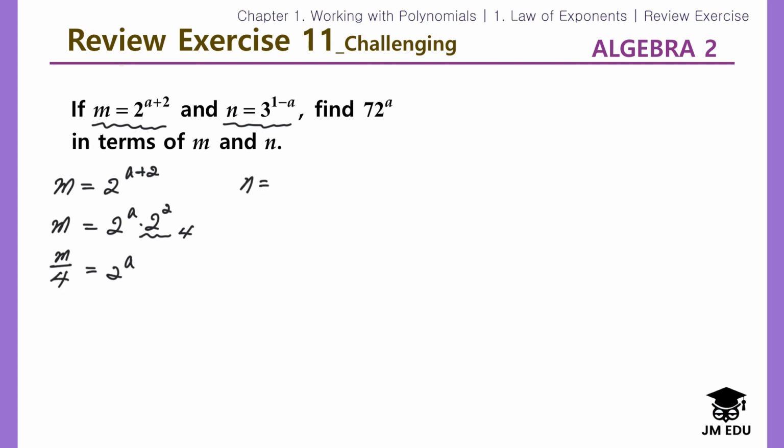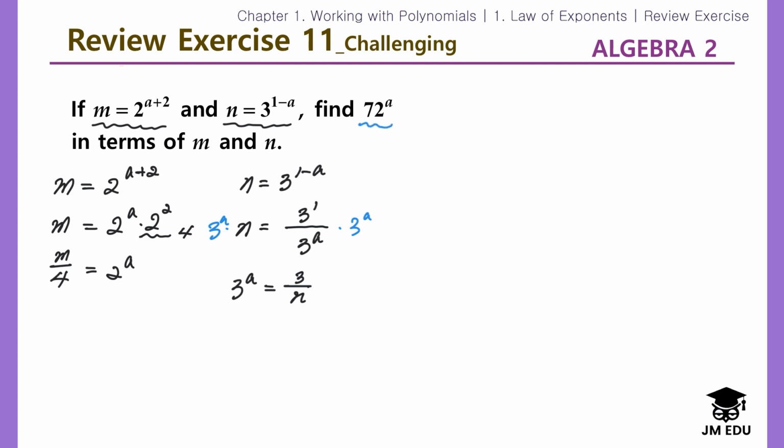And we also have n is equal to 3 to the 1 minus a. So n is equal to 3 to the power of 1 over 3 to the power of a, right? If it's a division, we subtract exponents. So 3 to the a is equal to 3 over n, right? I multiplied by 3 to the a each side and divided by n, okay? So 3 to the power of a is equal to 3 over n. Does that make sense?